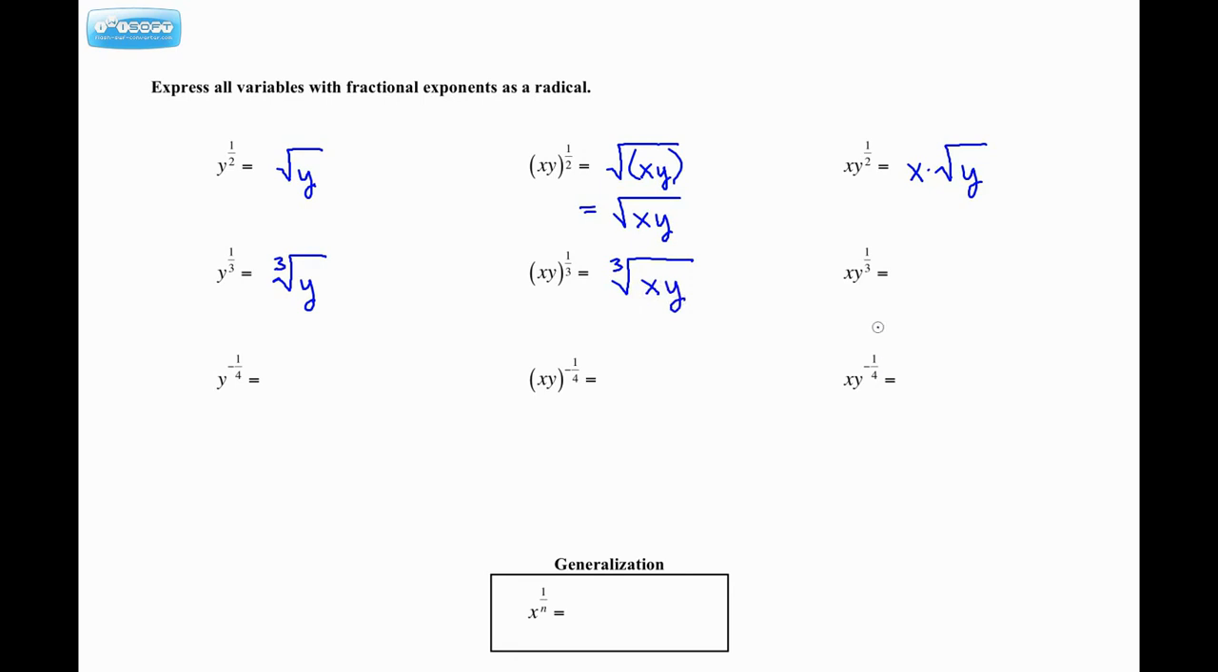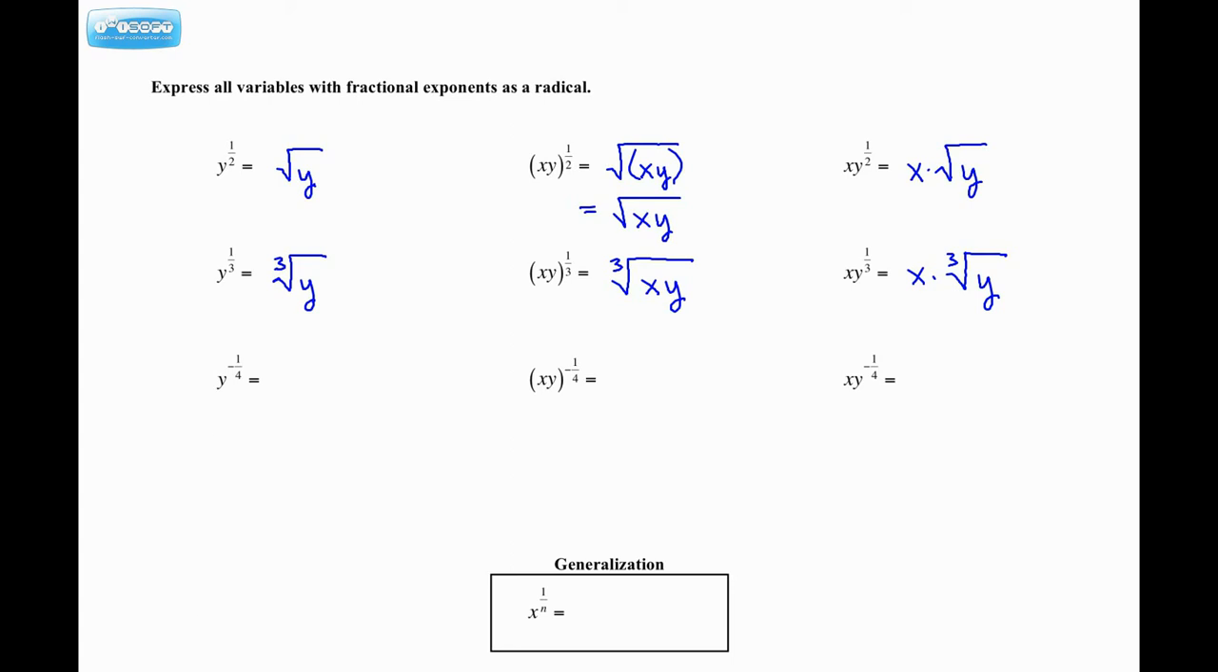Okay. This, however, just like the previous example, only the y is being raised to the power of 1/3. So only that can be written as a radical. So this becomes x times little 3. That's the cube root of y. And there we are.